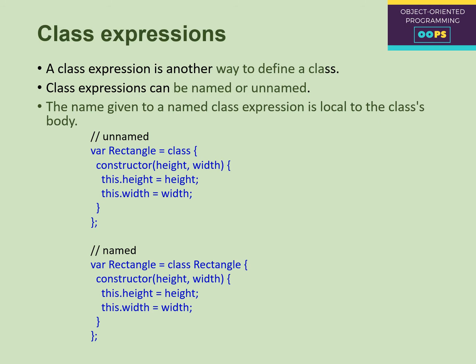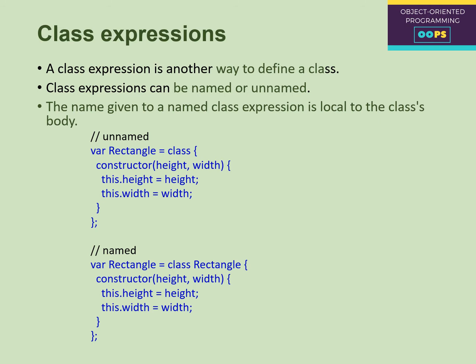Here we have a variable Rectangle, and this Rectangle is assigned a class definition. Inside the class, a constructor specifies two arguments, height and width, and it is clearly mentioned that this.height should be the first parameter of the constructor function, and this.width should be the second parameter. So this particular class has attributes height and width, and it is an anonymous class or unnamed class.